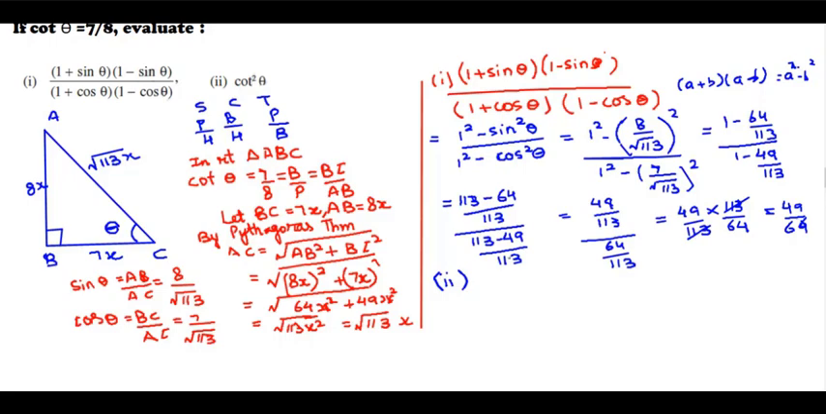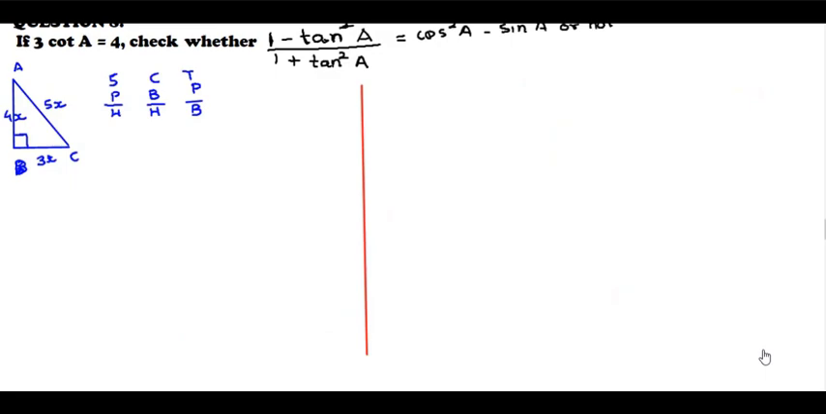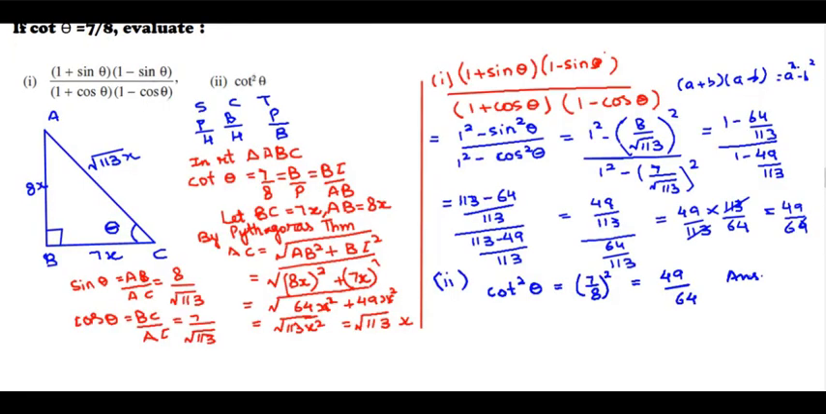Part 2. Cotangent square theta. Cotangent theta is base upon perpendicular. So that is equal to 7x upon 8x. So (7x upon 8x) whole square, x and x get cancelled out. What remains is 7 upon 8, that is equal to 49 upon 64.